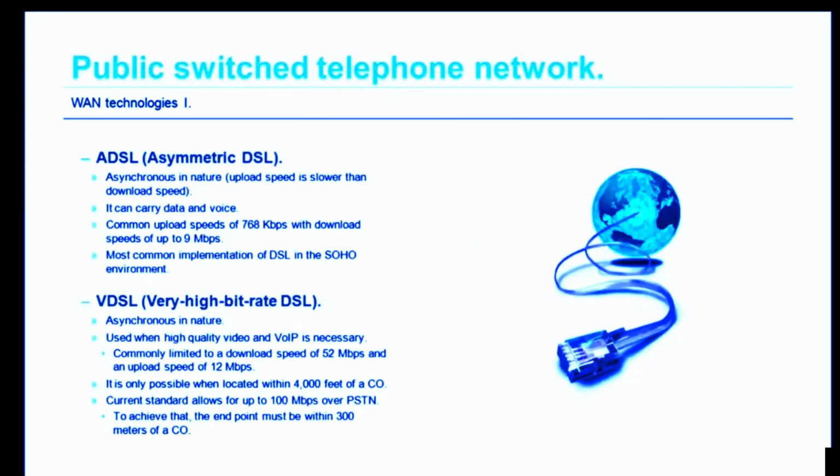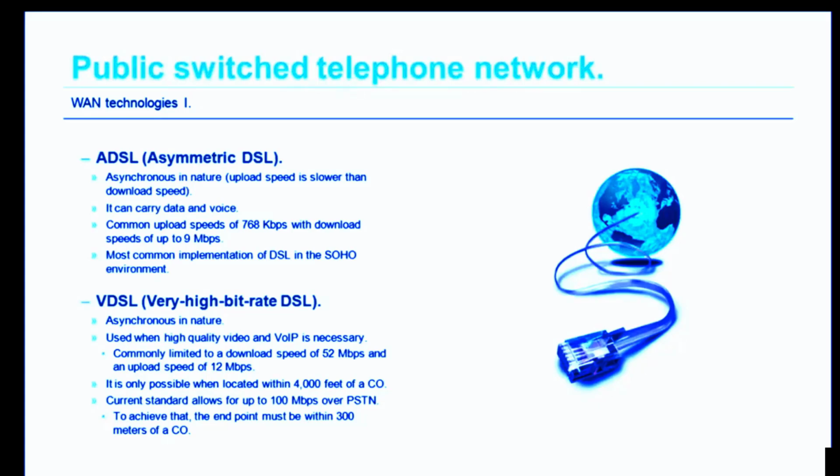ADSL, or asymmetric DSL. It's asynchronous in nature. That means that the upload speed is slower than the download speed. ADSL can carry data and voice. Common upload speeds for ADSL are 768 kilobits per second with download speeds of up to 9 megabits per second. It is the most common implementation of DSL in the small office, home office environment.